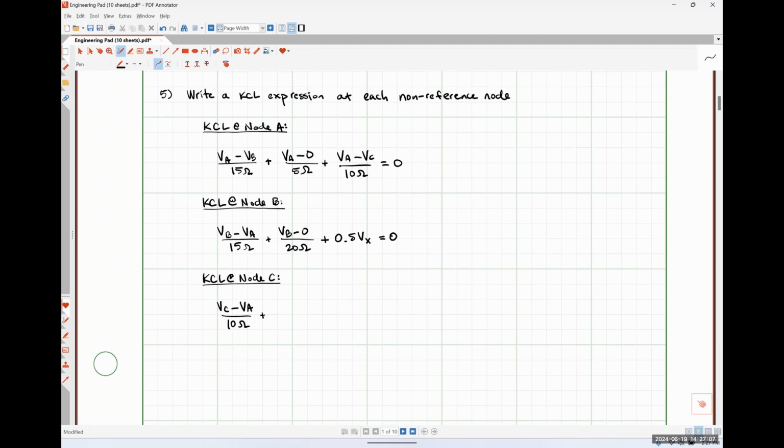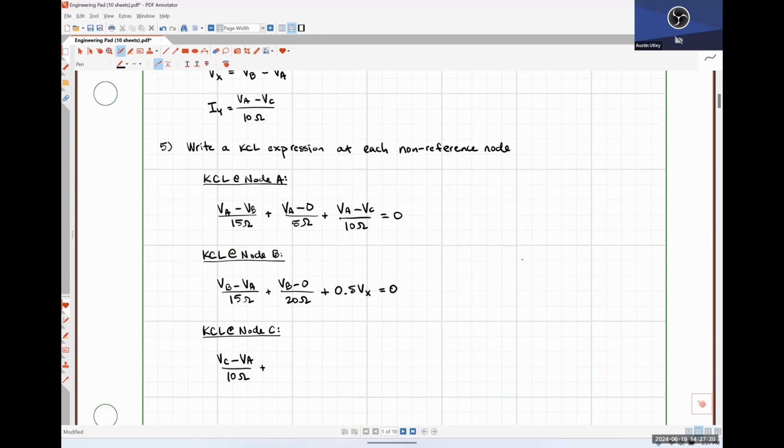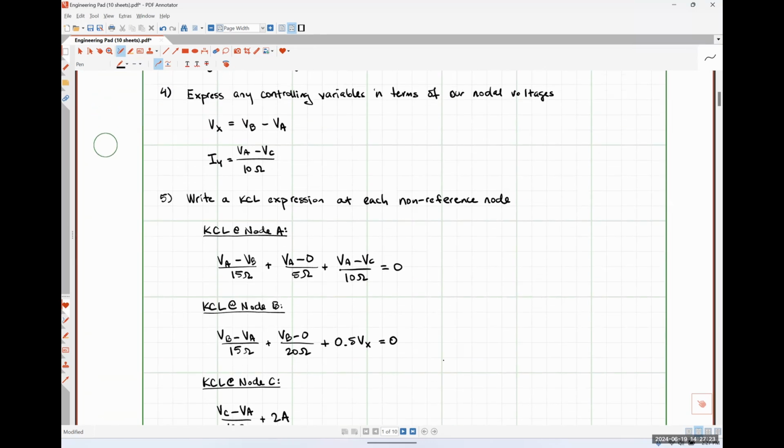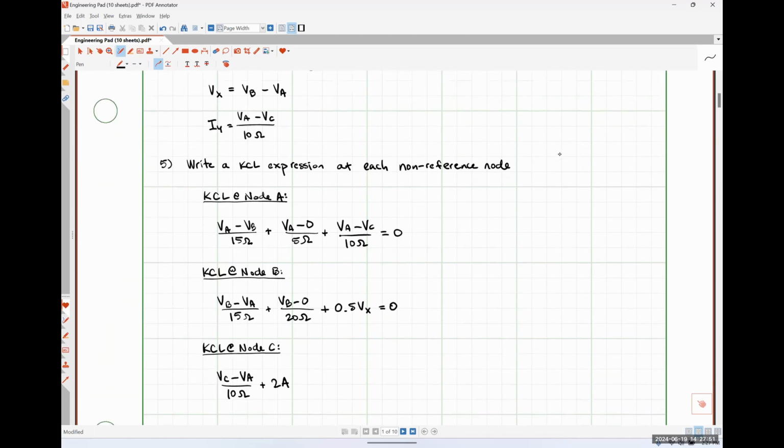What about the current flowing up through the independent current source? Two amps. 2 amps, absolutely right. And lastly, the current flowing to the right and up through the dependent current source. Negative 0.5 Vx. So negative 0.5 Vx, because the current that we're interested in is flowing in the opposite direction of the current source. And we can tell that because the arrows are pointing against each other as opposed to in the same direction. Great job. So negative 0.5 Vx.